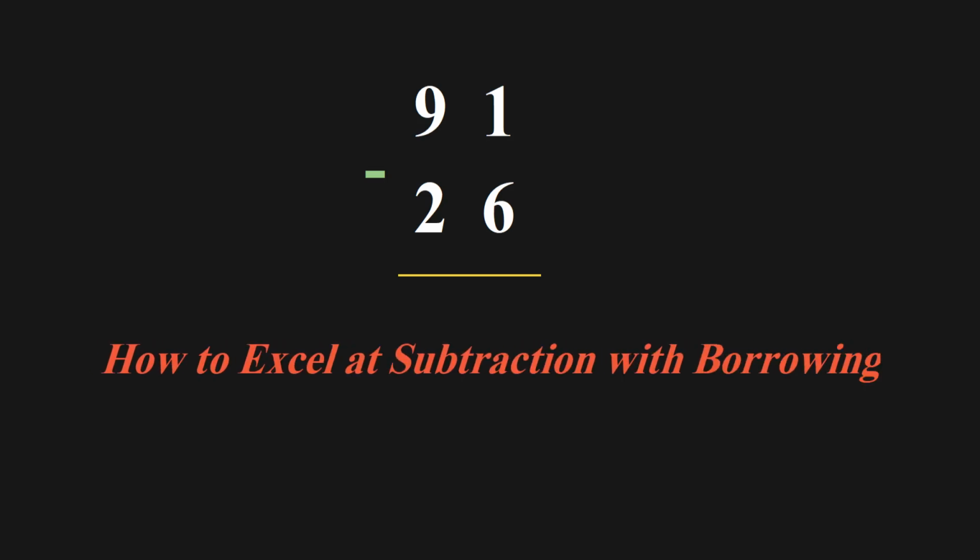In this episode right now, let's solve this subtraction problem. 91 minus 26. The ones column is on the right and the tens column is on the left.